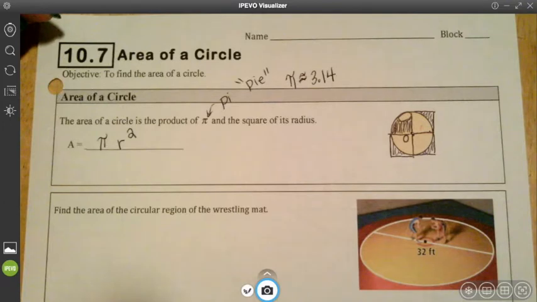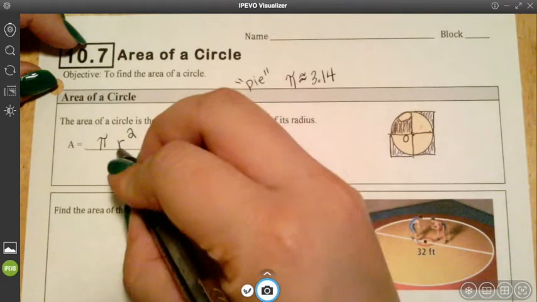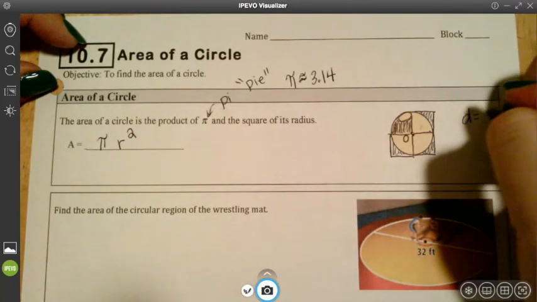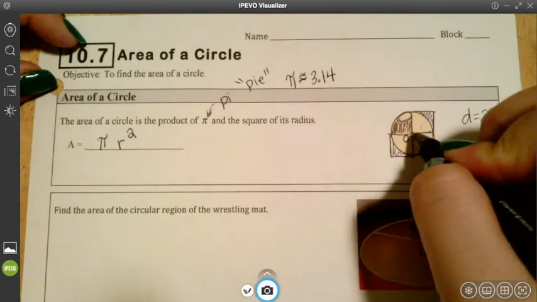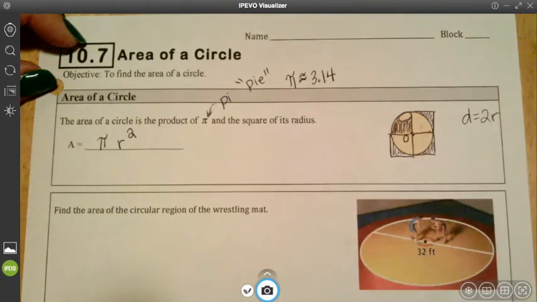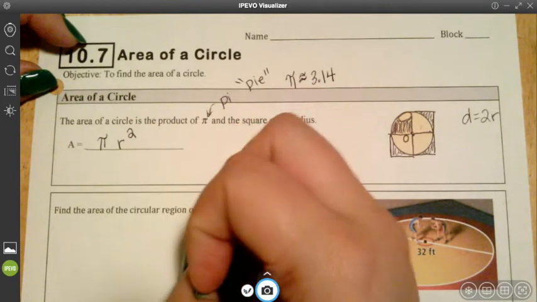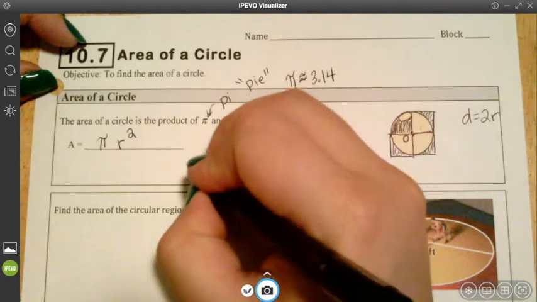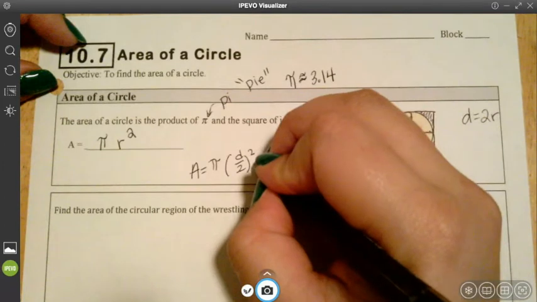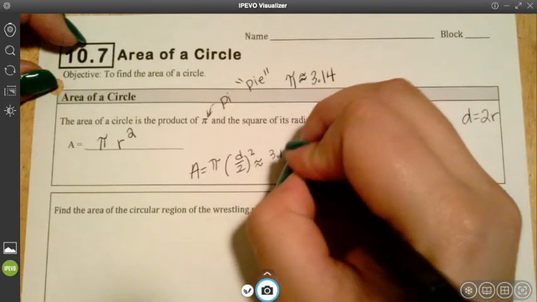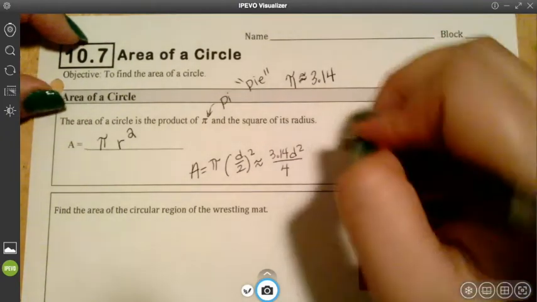If you want to see what this looks like in terms of the diameter, it's a little bit tricky because if we substitute, remember diameter is 2 times the radius. Diameter goes all the way across the circle. A radius is just from the center out to the edge of the circle. And so if we wanted to write this in the diameter, we'd have to use half of the diameter for the radius. So we can say that area is pi times the diameter over 2 squared, which we can say is about 3.14 diameter squared over 4. So it's a little bit less than the diameter squared.